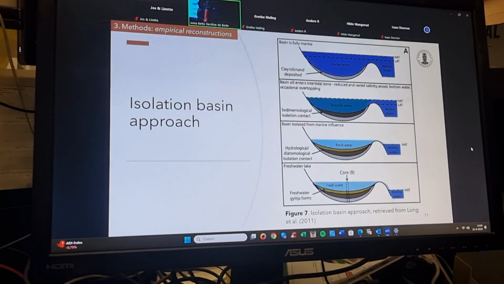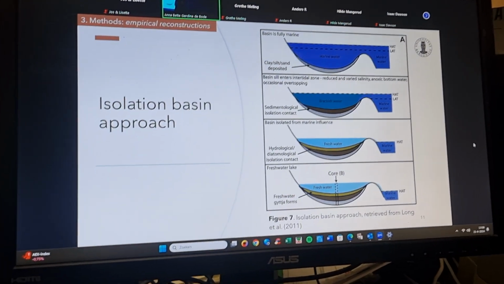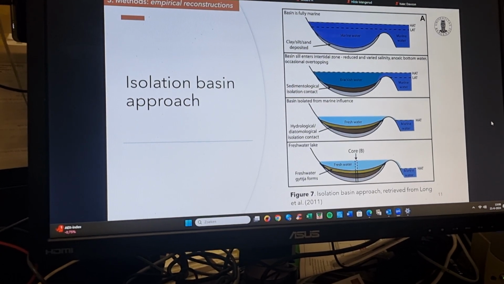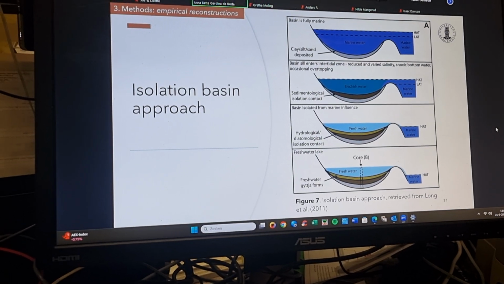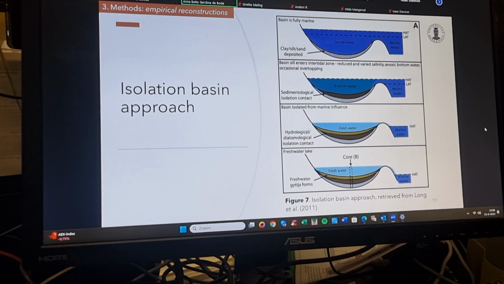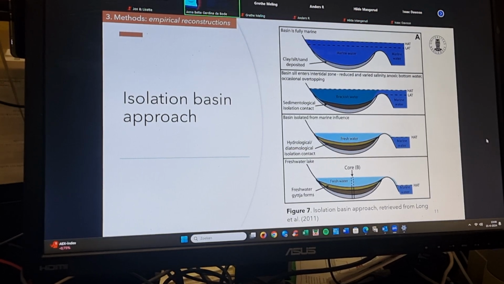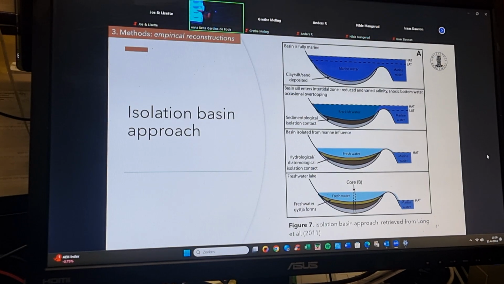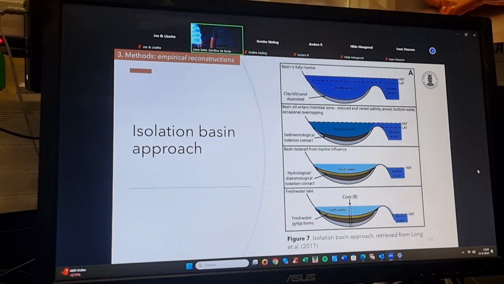So the methods. For the empirical reconstructions, I use the isolation basin approach. An isolation basin is a basin that once used to be below sea level, but at some point in time has been isolated from the sea due to changes in both the bedrock but also sea level. And these changes are reflected in the depositional environment of the lake. So when one takes a core from this lake, you can see these changes in environment in the sediments. And that is what I will shortly take you through.